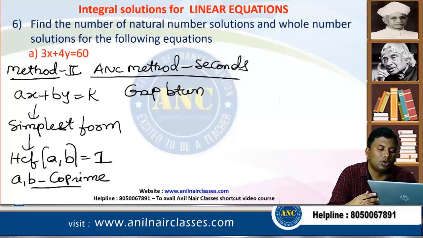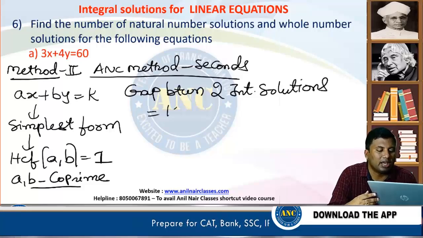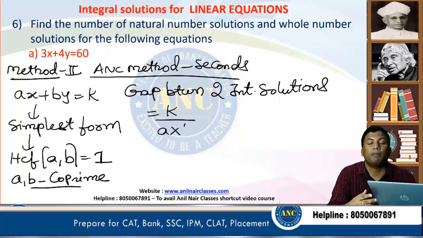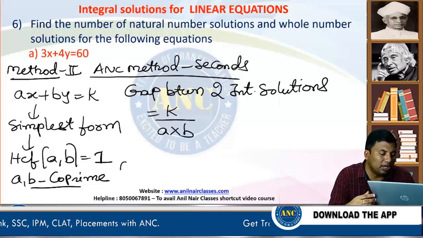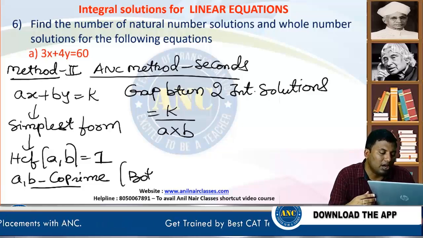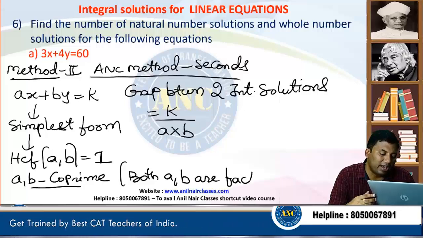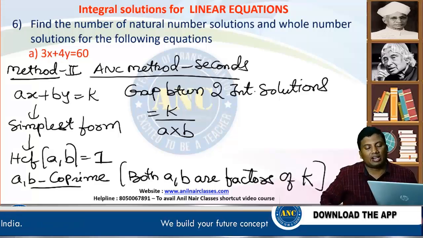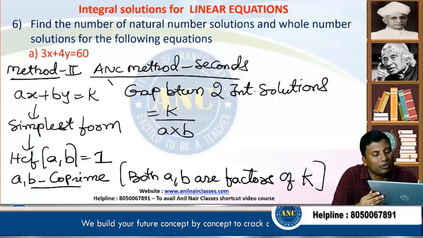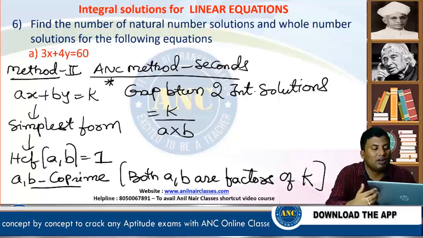Gap between two integral solutions is given by K by A into B, when both A comma B are factors of K. If the left hand side coefficients of X and Y are the factors of the right hand side, the gap between two integral solutions is given by K by A into B, which I will prove also.